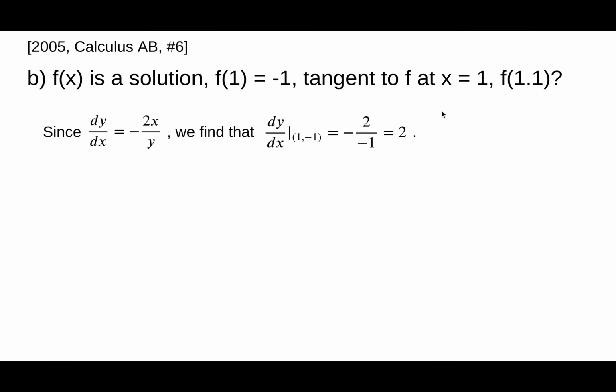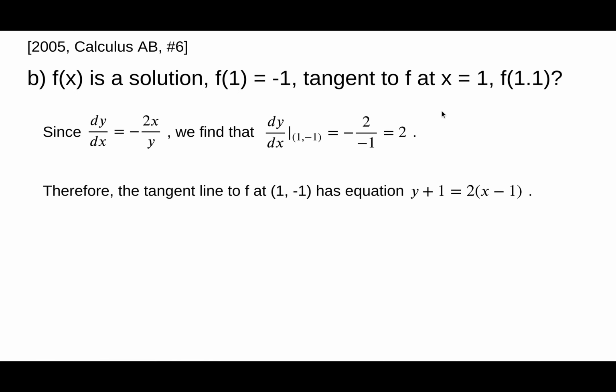Well, we're given dy/dx and we're given the point (1, negative 1), so if we plug in 1 for x and negative 1 in for y, in other words, evaluating dy/dx at the point (1, negative 1), we get a slope of 2. So the equation of the tangent line to f at x equals 1 would just be y plus 1 equals 2 times (x minus 1).